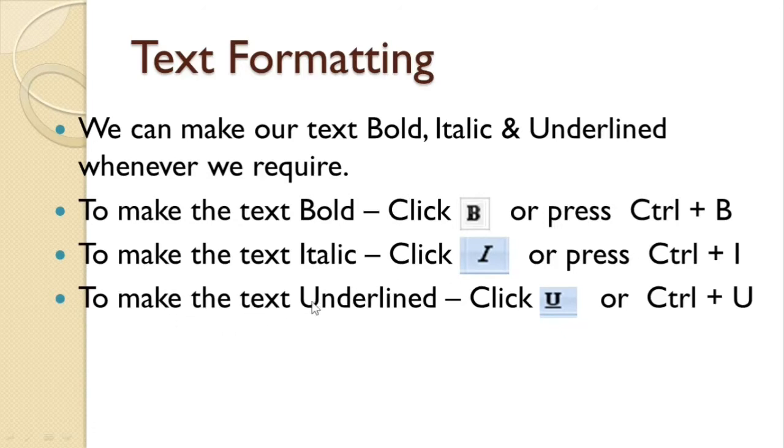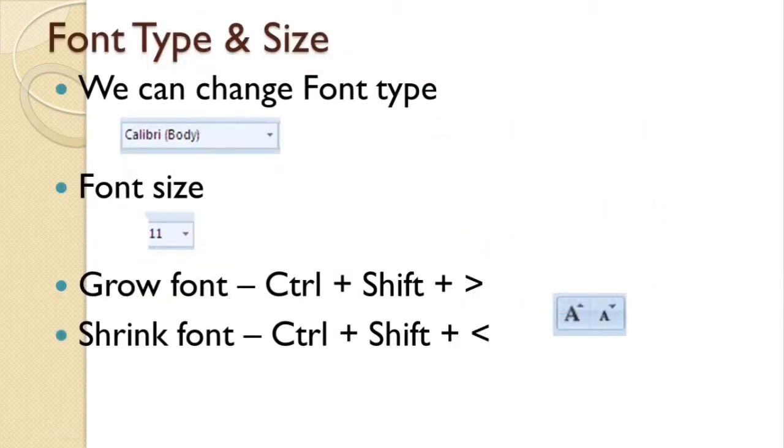Similarly, to make your text underline, you can click on this underline button or you can press shortcut key Ctrl plus U. Also, we can change our font type or font face or font size. For changing font type, we go to this font type button and click on drop down menu and select whichever font you require after selecting the text.